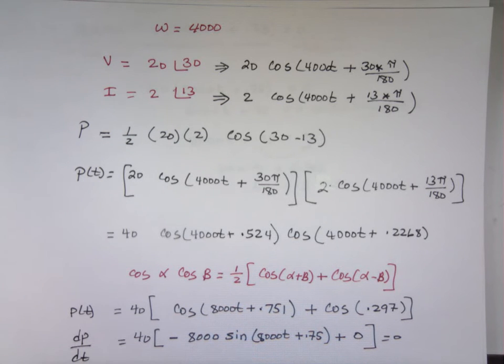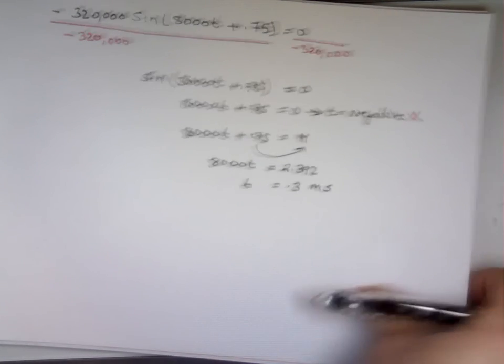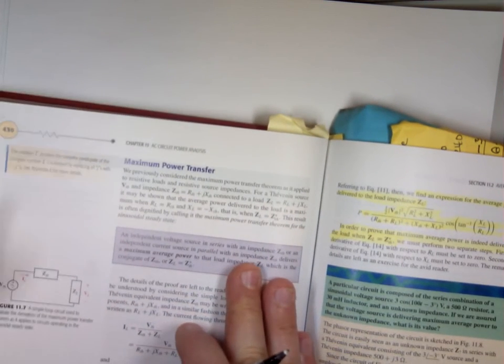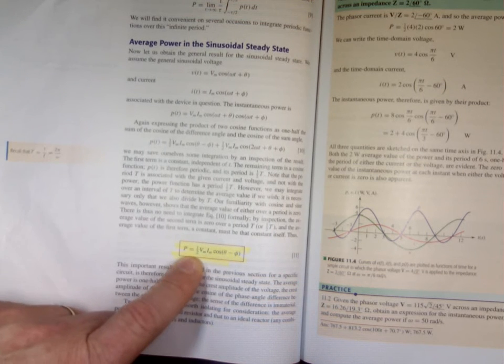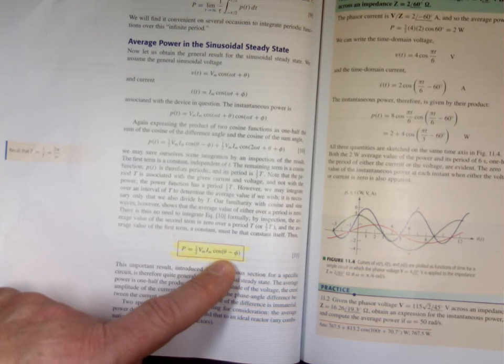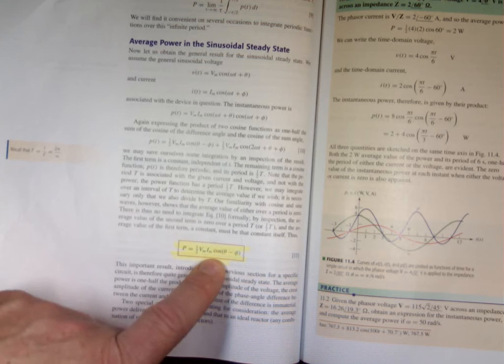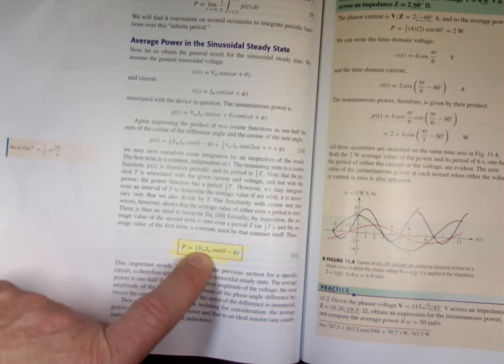So if you look here in our book, it says for maximum power transfer, we did the average power last time, and the average power is 1/2 V max I max cosine of theta V minus theta I. We're talking about maximum power transfer, so for that to happen, you want the average power, the maximum average power. If you want the maximum average power, that doesn't care about the time. It's actually going to be 1/2 V max I max, as this cosine will be a 1.